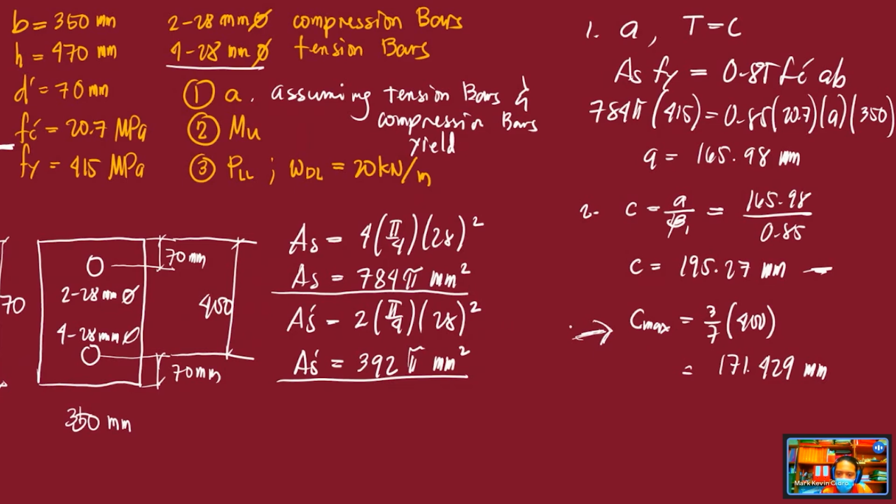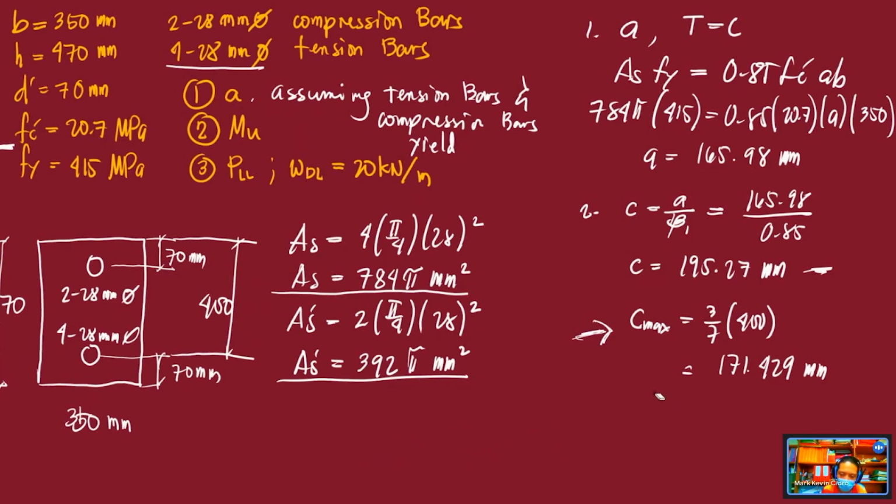Last time, in our problem, given Mu, we were asked to solve for AS and AS prime. Here it is reversed: given AS and AS prime, we are asked to find Mu. So that was a design problem, while this is investigation or analysis. We analyze what the capacity of this section is.